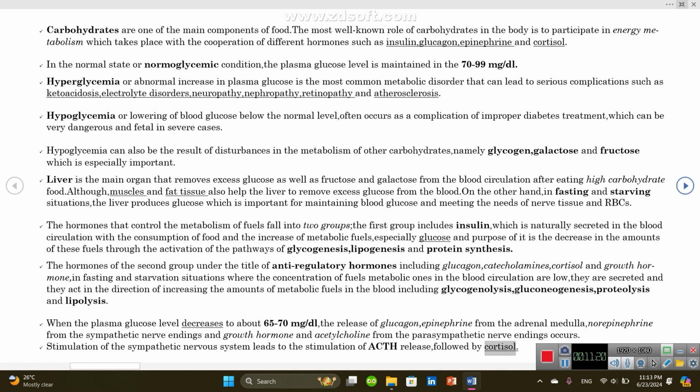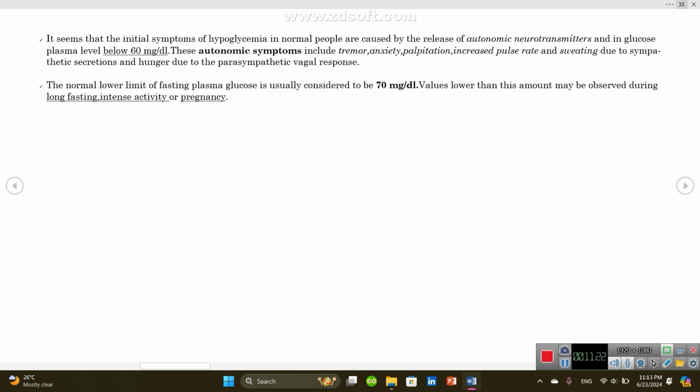Let's go to the next slide. It seems that the initial symptoms are of hypoglycemia. We've talked about different conditions of blood sugar, like hypoglycemia, normoglycemia, and hyperglycemia. Now we want to talk about the symptoms of hypoglycemia and hyperglycemia.